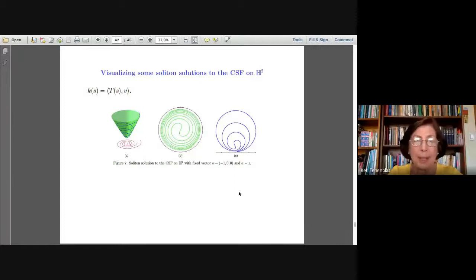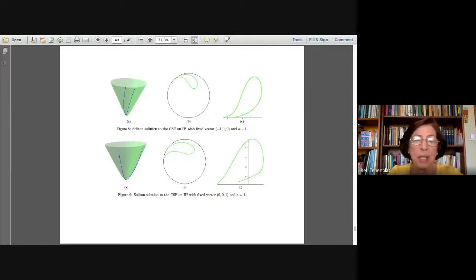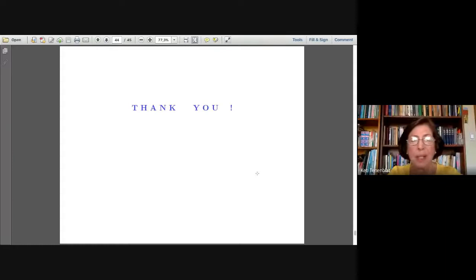Now, the second case is whenever you consider a light-like vector. And as before, this is the hyperboloid, this is the Poincaré ball, and this is the half space model. And here, when the vector is a space-like vector, you have a curve that goes to infinity, etc. Okay, I guess that's it. Thank you very much for your attention.